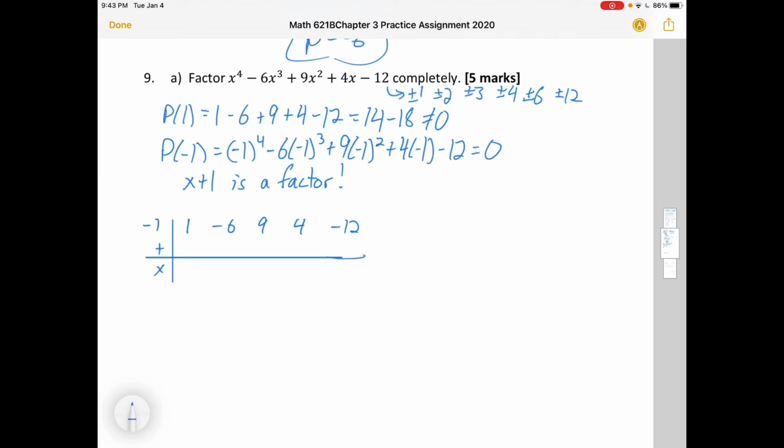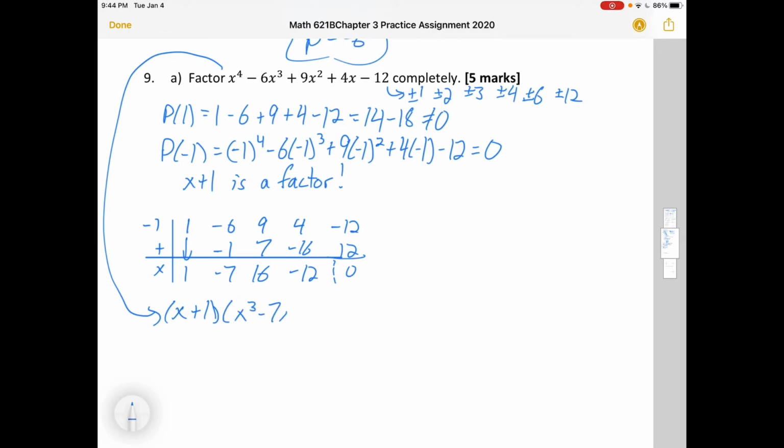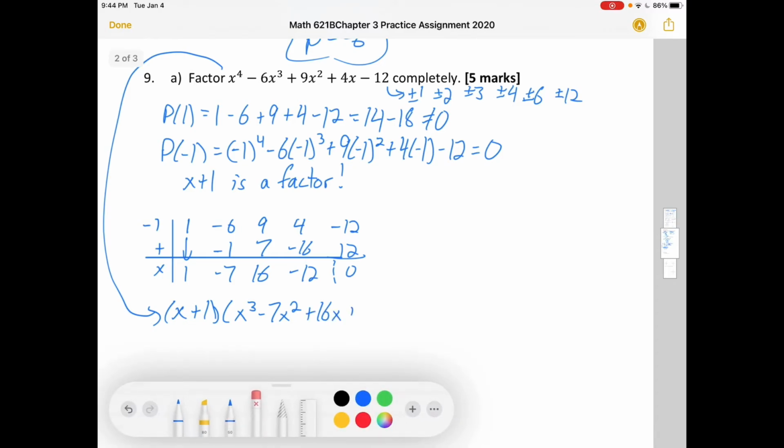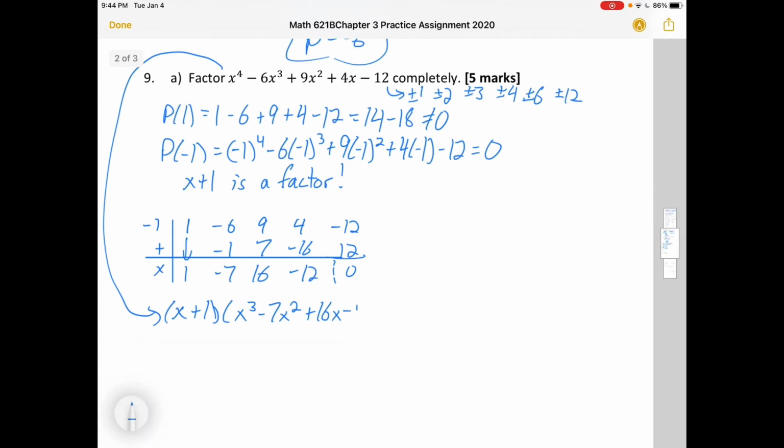A question like this should be taking us like 5 to 7 minutes. We'll multiply, we'll add 16, multiply, add, oh my gosh, remainder of 0, just like we expected. So that means this whole polynomial to begin with can be written as x plus 1 times x cubed minus 7x squared plus 16x minus 12. No leftovers. There we go. Okay, and now we need to find factors for this one.